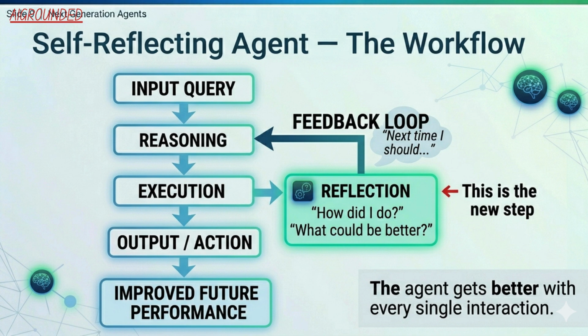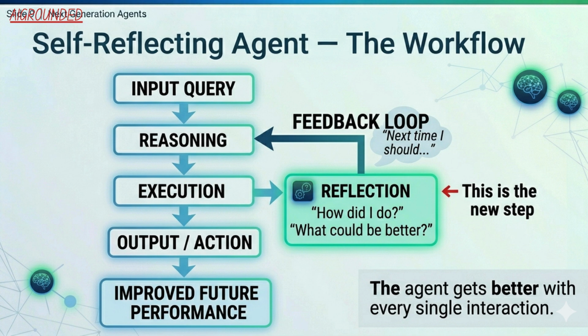The agent completes its task and produces an output just like other agent types. But then, instead of stopping there, it enters a reflection phase. It reviews what it just did. It assesses the quality of its reasoning and output. It identifies what could have been done better. And it feeds those insights back into its reasoning process through a feedback loop.